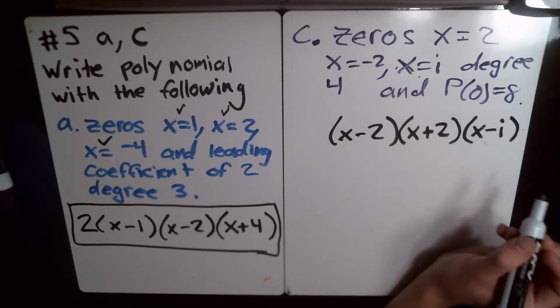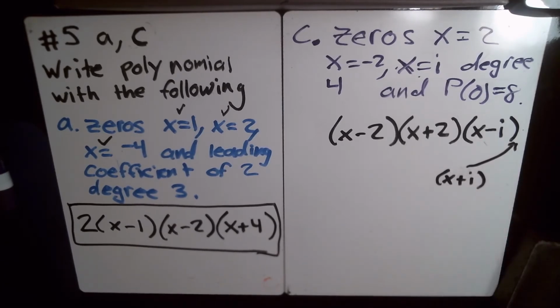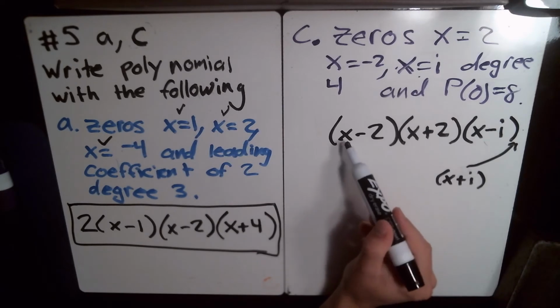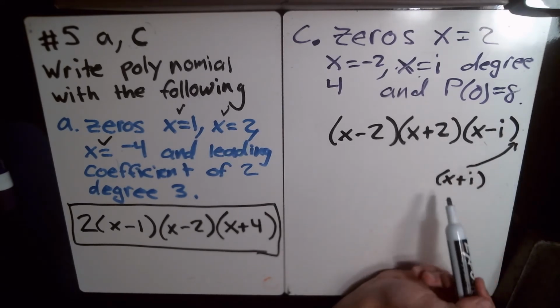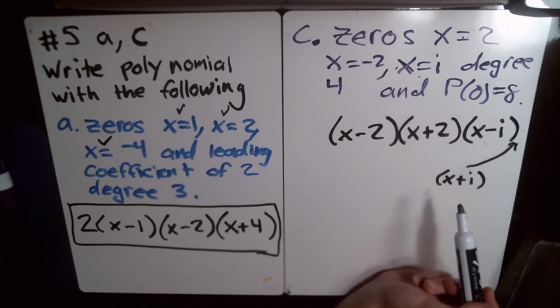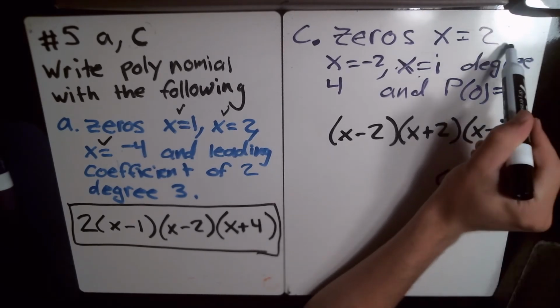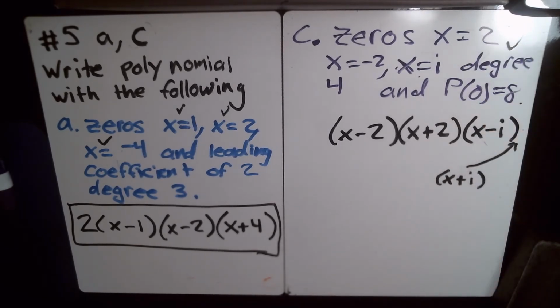So we're also going to have x plus i in this factorization, okay? And now you'll notice we have degree 4 because we've got x times x times x times x. So 4 x's times each other is x to the 4th, and so we've got the right degree. Okay. The only thing we have to worry about now is this p of 0 is 8. Okay, how do we get that to work?